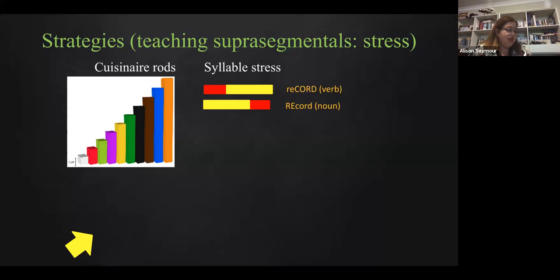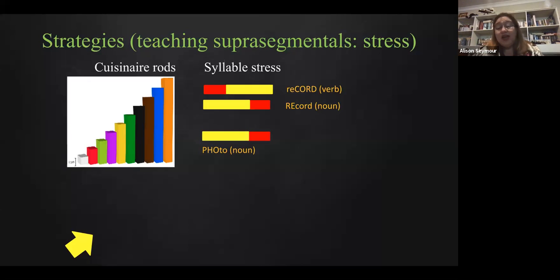Some other noun verb combinations, the word import, permit, can be permit or permit, conflict, conflict, contest, contest. So that's a nice little activity to do with your students.